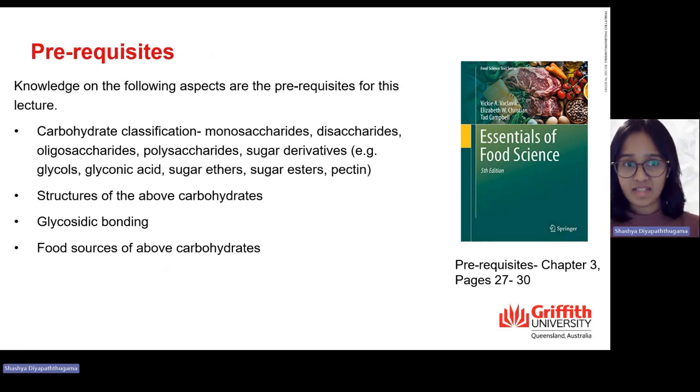Before we proceed into this lecture, there are prerequisites. Students should have knowledge on the following aspects: carbohydrate classification into monosaccharides, disaccharides, oligosaccharides, polysaccharides, and other sugar derivatives. The structures of these carbohydrates, something you should know about the glycosidic bonding, and the food sources of these different carbohydrates.